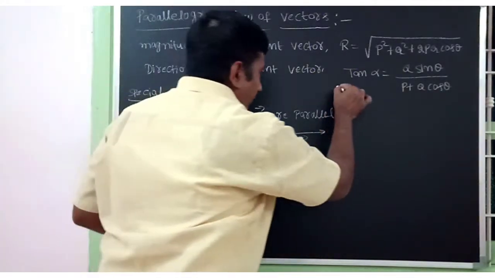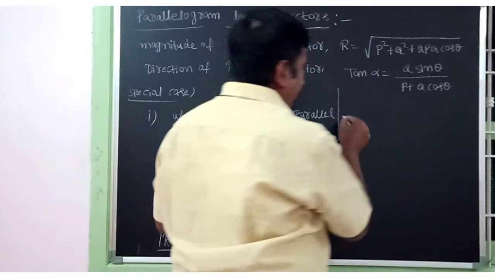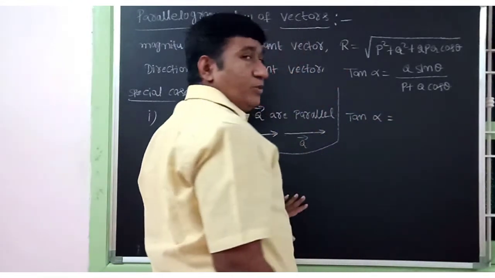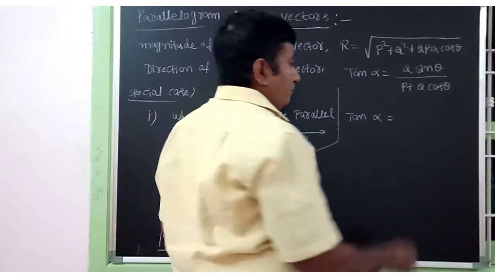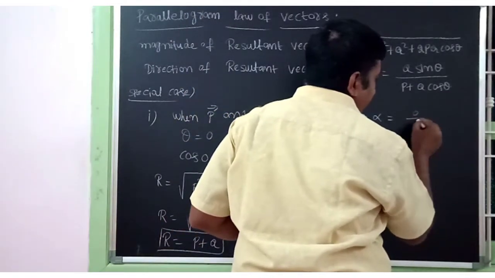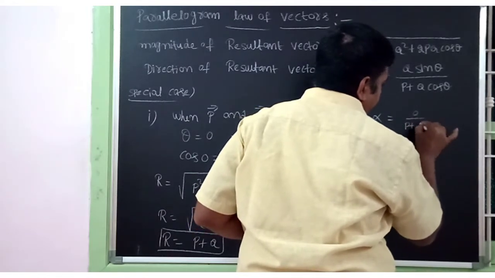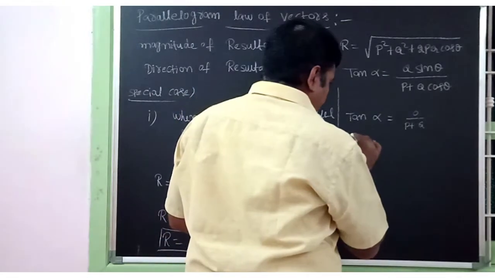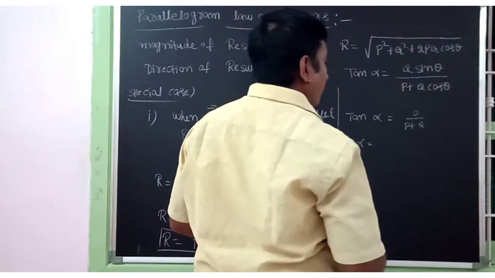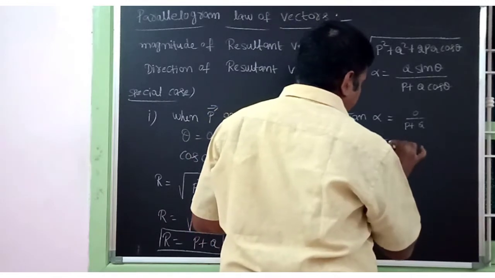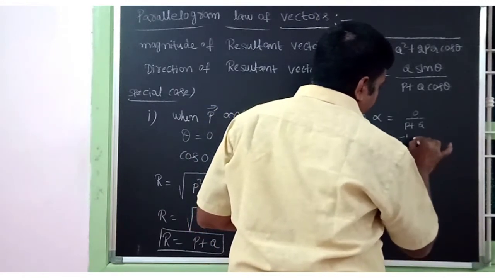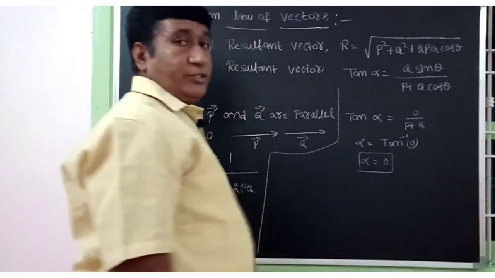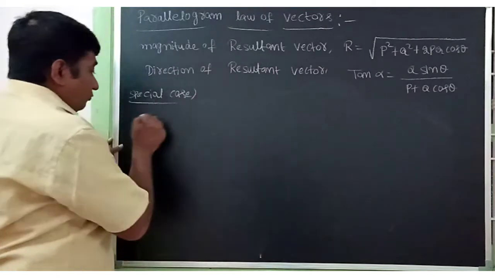Then what about alpha? So tan alpha is equal to p sin 0 by p plus q q. What is the value of sin 0? 0. And 0 by anything is nothing but 0. So alpha is equal to tan inverse of 0, so the alpha value is 0, which we are going to get.